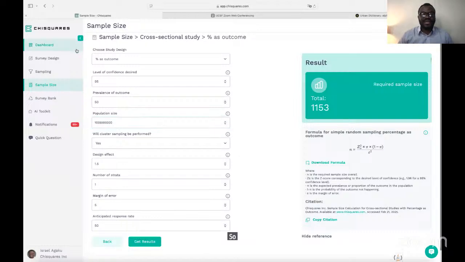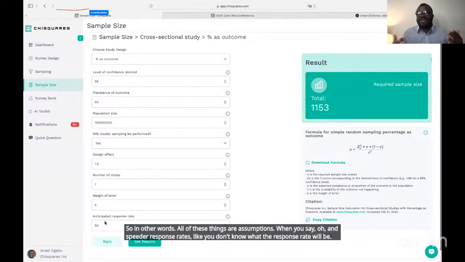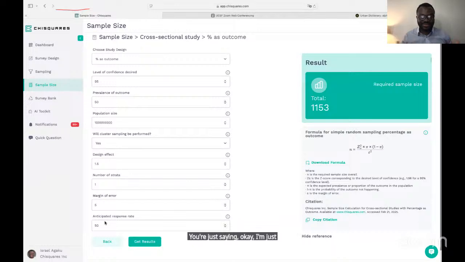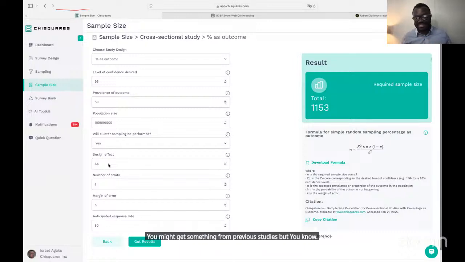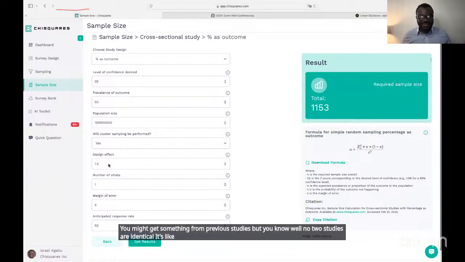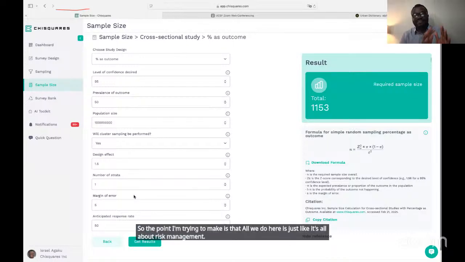In other words, all of these things are assumptions. When you say anticipated response rate, you don't know what the response rate will be. You're just putting a number there to manage the risk. When you say the design effect will be this, you don't know what the design effect will be. You might get something from previous studies, but no two studies are identical. It's like no two kids in the household are identical either. So all we do here is risk management. I think it's helpful to look at it from that framework.